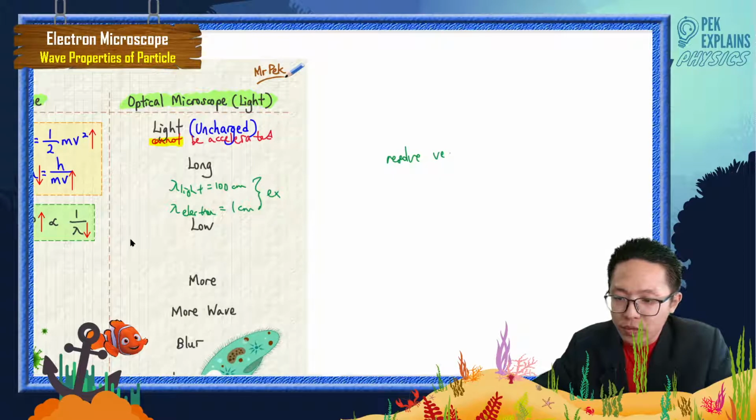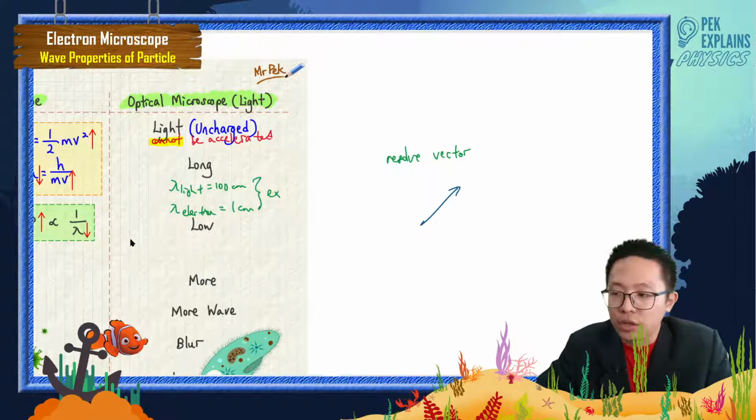You know what is resolving power? You know what is resolve vector? That means originally I have one vector and I resolve it into two components, isn't it? Let's say I have a force, this one. I can resolve it into two components, right? You can have Fx and Fy.